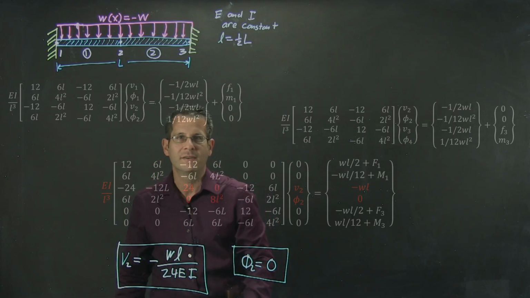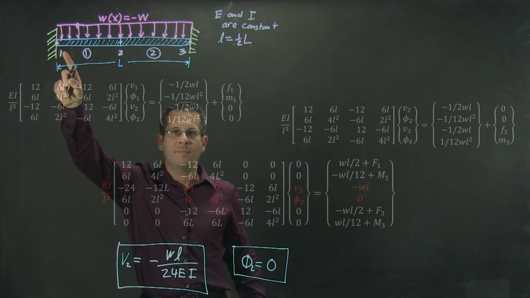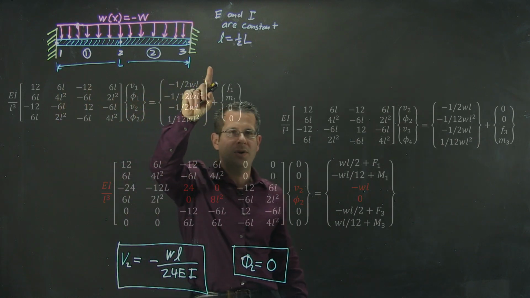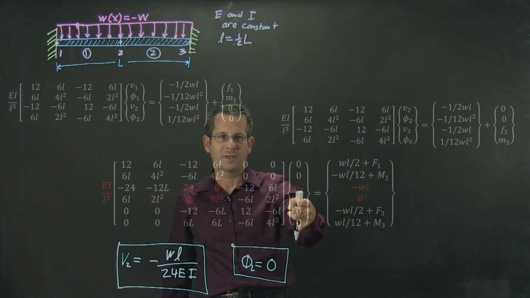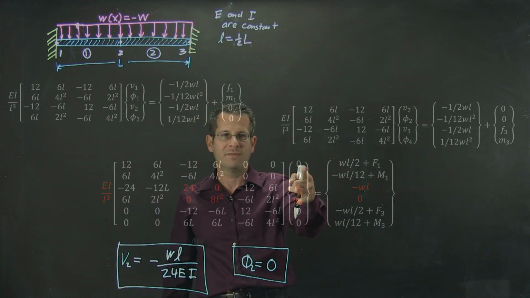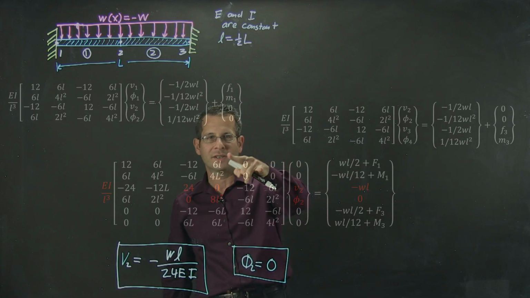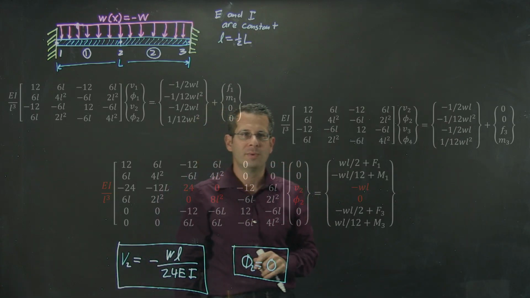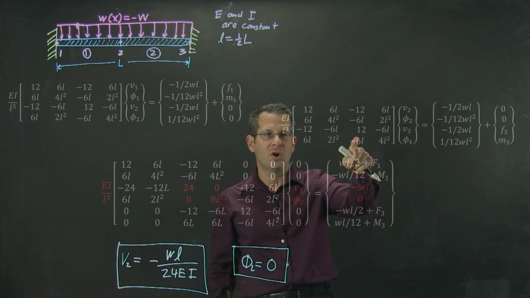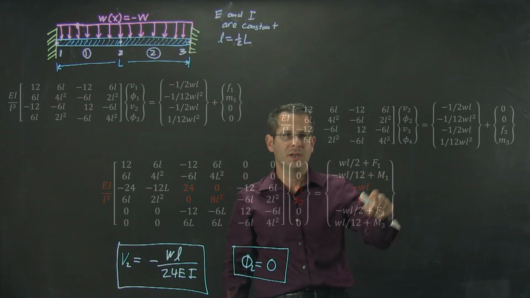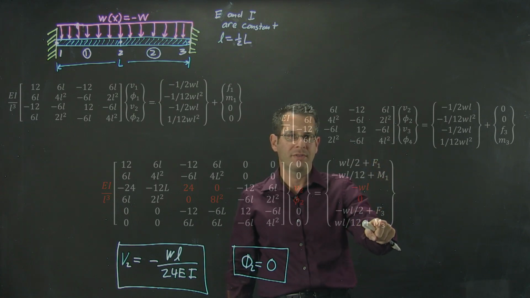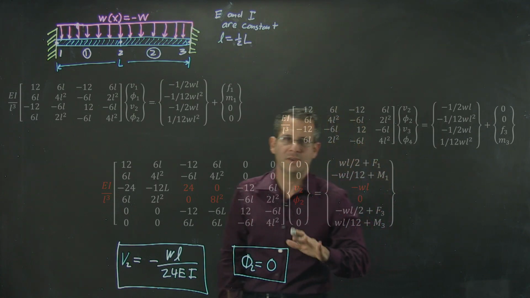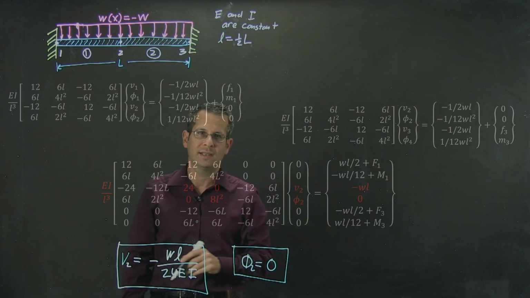If I wanted to find the forces and the moments at node number 1 and node number 3, I could do that by plugging these values into my displacement vector, multiplying my displacement vector by my global stiffness matrix, and solving. I'd have 4 equations and the only unknowns would be F1, M1, F3, M3, which, if you wish, you can do on your own as an exercise.